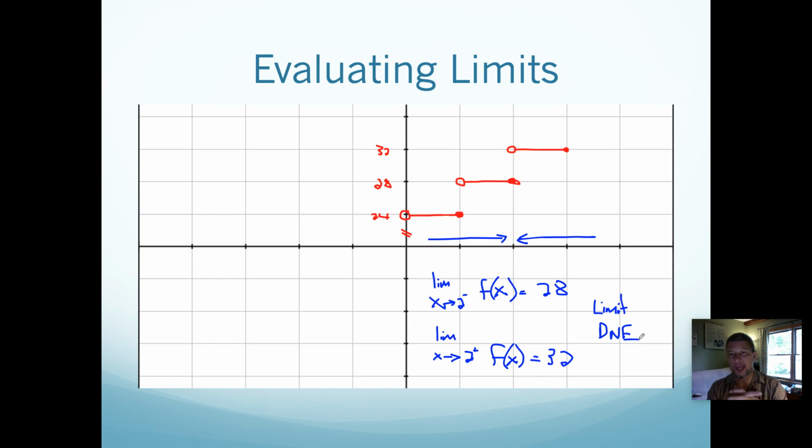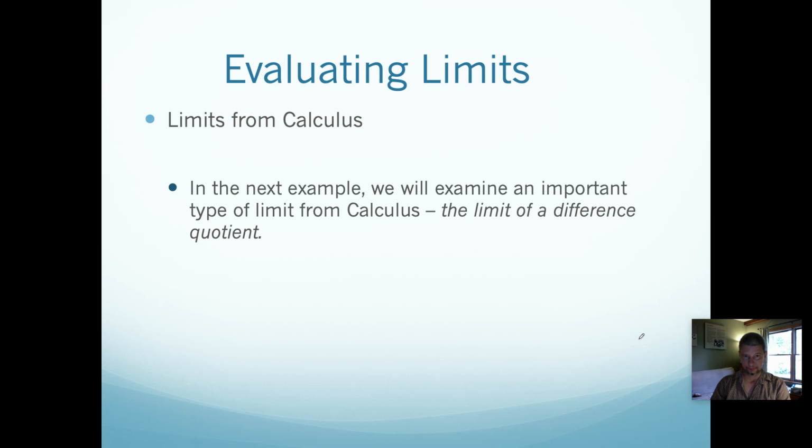So we've given you an example of a limit that does exist and a limit that does not exist based on approaching a value of x from both the left and the right side. Now, last thing that I want to cover in this section is limits from calculus. You may remember from chapter 1, we talked about the idea of the difference quotient. In the next example, we'll look at the difference quotient.